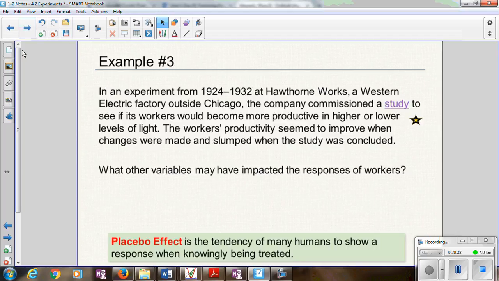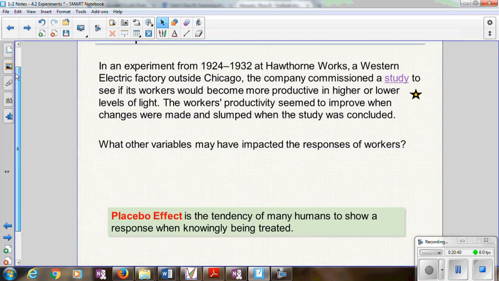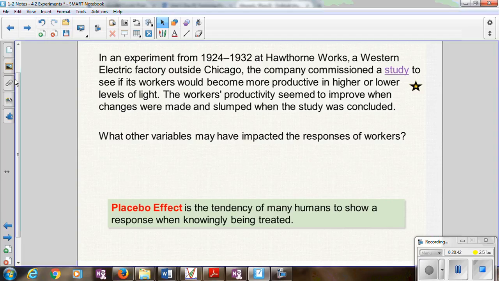This is another example where we started looking at the responses of individuals when they're being studied. In an experiment from 1924 through 1932, at the Hawthorne Works, a Western Electric factory outside of Chicago, the company commissioned a study to see if its workers would become more productive in higher or lower levels of light. The workers' productivity seemed to improve when the changes were made and slumped when the study concluded.